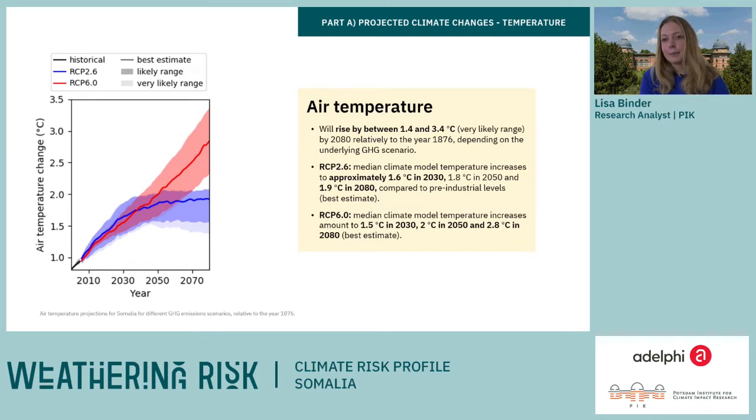The projected air temperature will rise significantly stronger under RCP 6 until 2080, as it will be rising by approximately 2.8 degrees according to the best estimates.